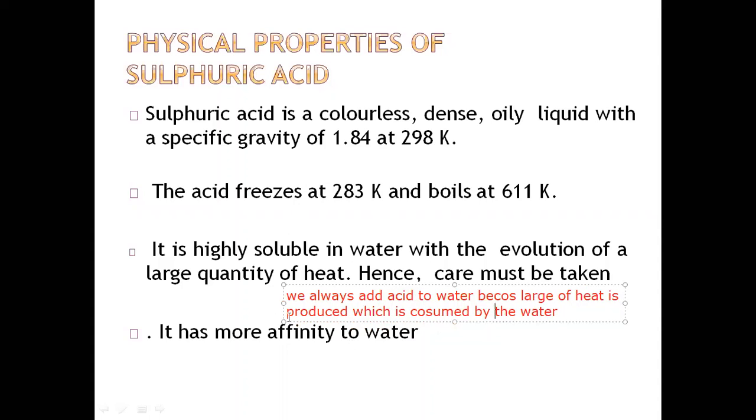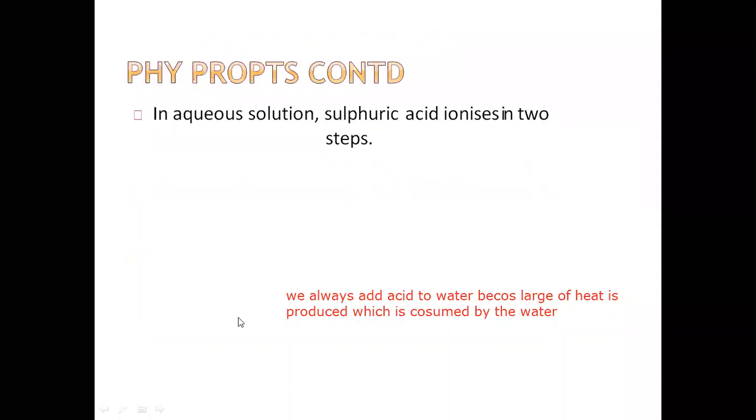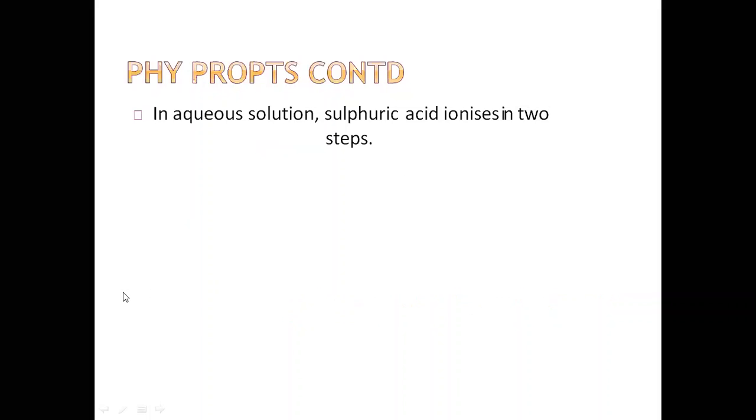This is a very common question in class 10th. You have already studied it, but it may be asked in our section also. It has a high affinity towards water and it completely ionizes in water. It ionizes in water in two steps. In the first step, it gives us the H plus ion and HSO4 minus ion.